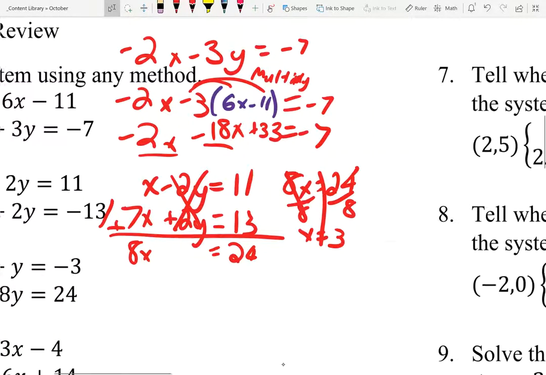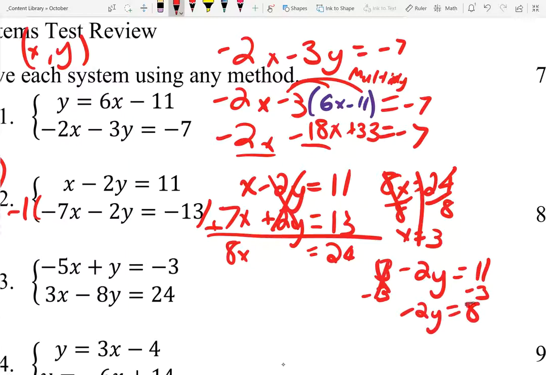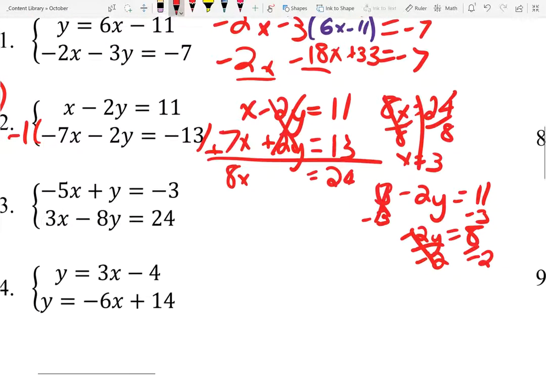So I'm going to pick the first equation. The first equation is x minus 2y equals 11. So I'm substituting out the x and plugging 3 in instead. So when I evaluate, I'll subtract 3 because it's a positive 3. That leaves me negative 2y equal to 8. And then I'll divide by negative 2. And I have y equal to negative 4.